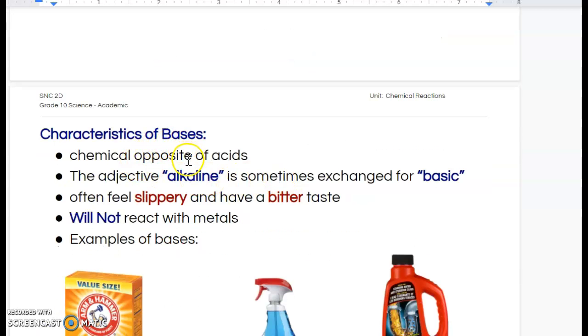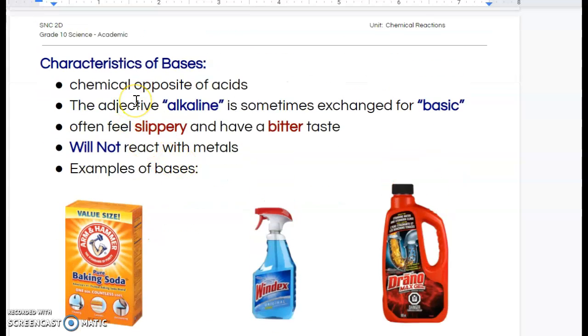So the characteristics of bases. Bases are the opposite of acids. They are chemical opposites of acids. The adjective alkaline is sometimes exchanged for basic, and it's not like basic where you're going to get pumpkin spice lattes. Basic means alkaline, so it's the opposite of acids.